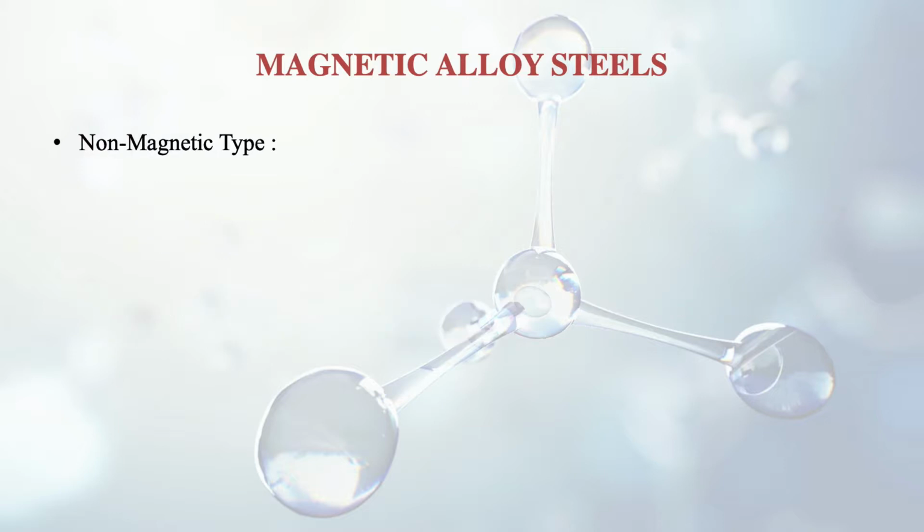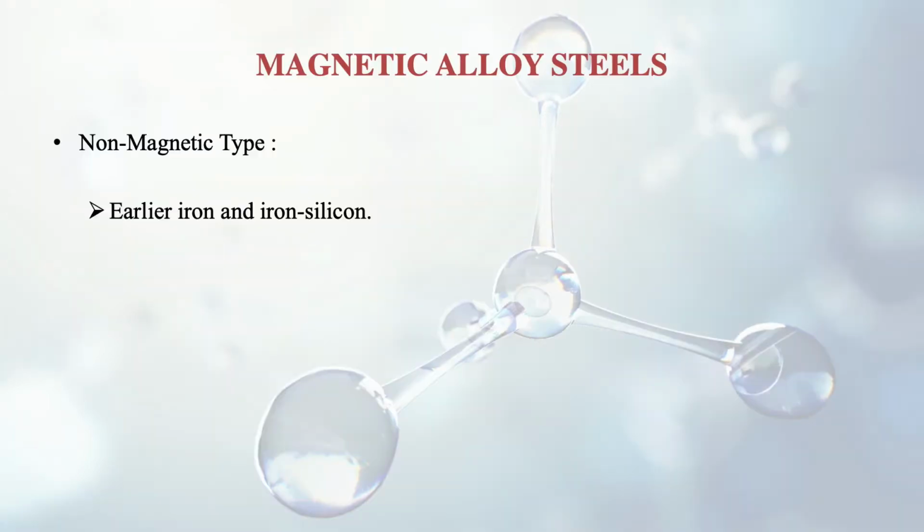The second type is the non-magnetic type. The first one we discussed was the magnetic type. In that also two gradations were there, soft and hard. So now we discuss the non-magnetic type. Examples for this are the earlier one, iron and iron silicon. So these are the non-magnetic type.